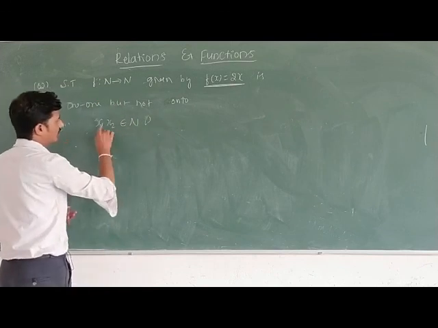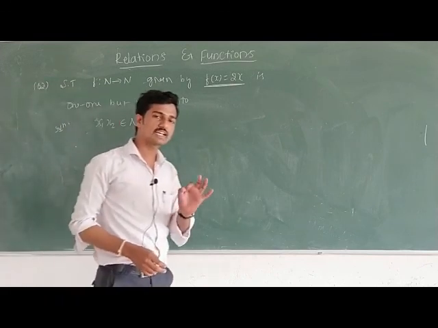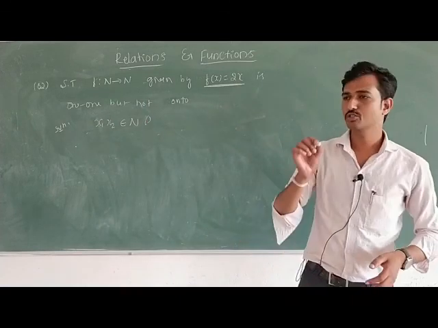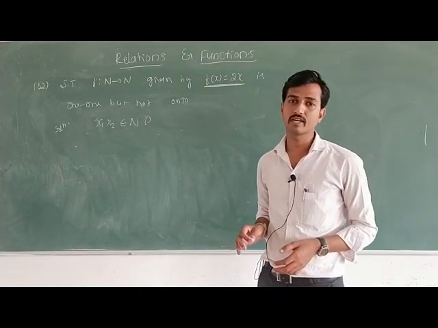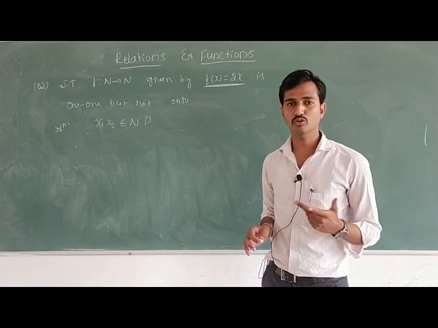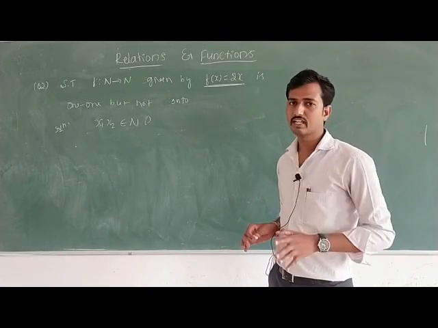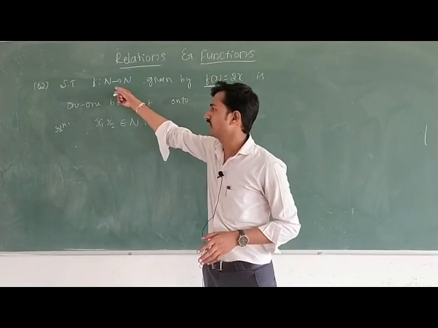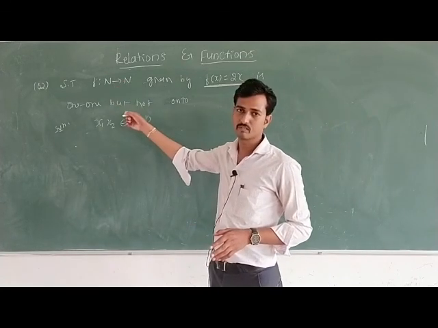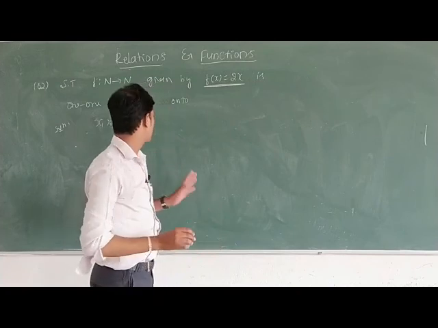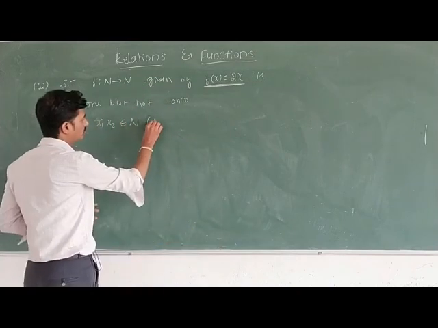So x1, remember that small letter x always belongs to the domain, and small letter y always belongs to the codomain or range. So remember that: if small letter x comes, then that element always belongs to the domain. So x1, x2 belongs to the set of all natural numbers, which is nothing but the domain.